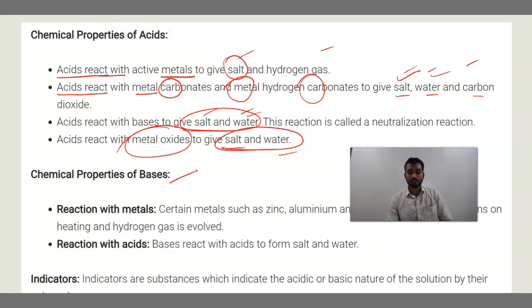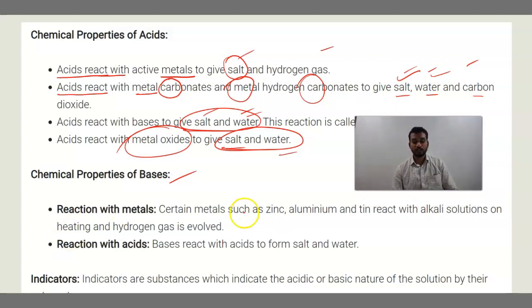Chemical properties of bases: reaction with metals. Certain metals such as zinc, aluminum and tin react with alkali solutions on heating, and hydrogen gas is evolved. Bases react with acids to give salt and water.